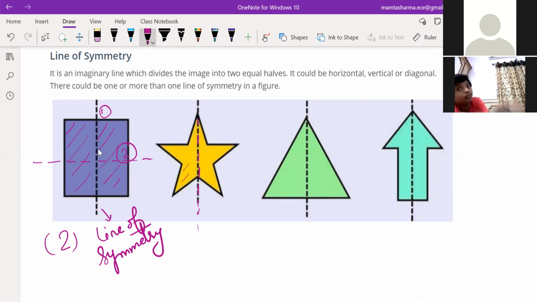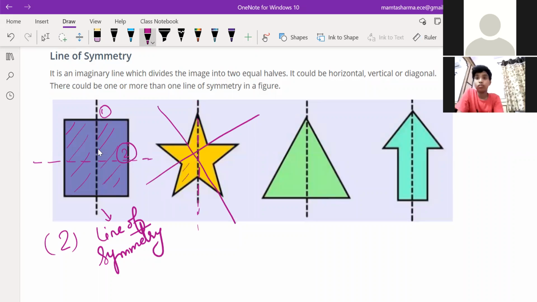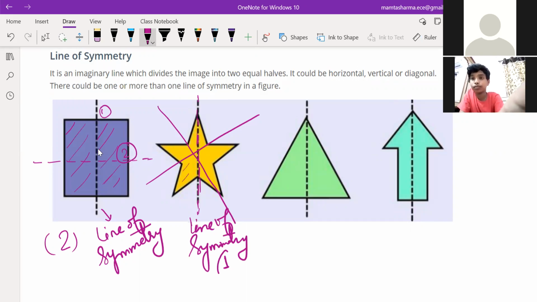There would be no such line that can be drawn which will divide the star into two equal halves. Suppose I draw this line, these two parts would not be the same. If I draw this line, these two parts would not be the same. So we can say for the star only one line of symmetry will exist.